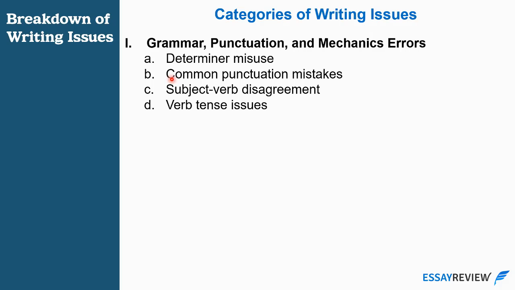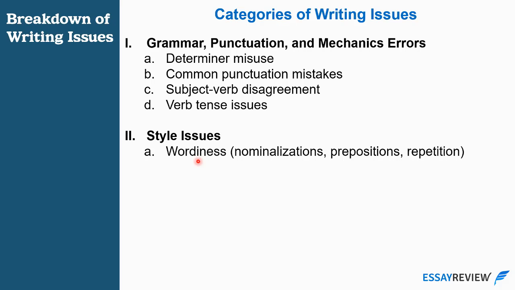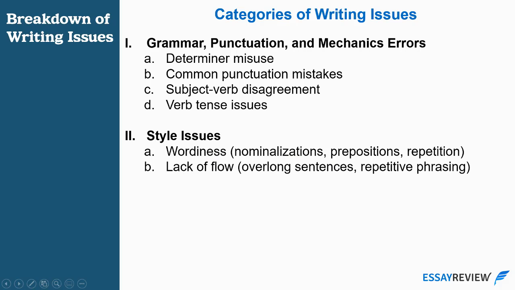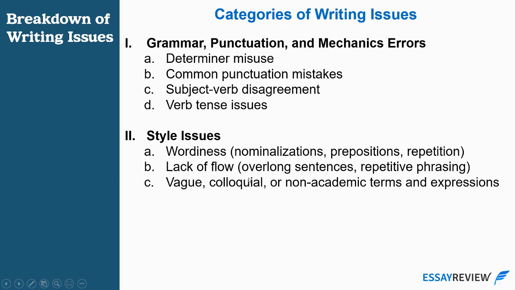You can ask yourself the question, did I add all of my articles? Or are there any subject-verb disagreement issues? It can make you become a better writer by acknowledging the kind of mistakes that you can make. Okay, style issues: wordiness. That includes nominalization, which we'll discuss. Don't worry, that's a huge word, I know. Prepositions and repetition. Lack of flow, which means just not clear, flowing writing. Vague, colloquial, or non-academic terms.